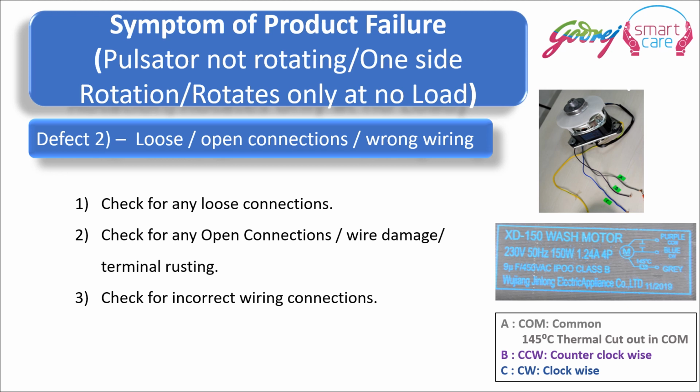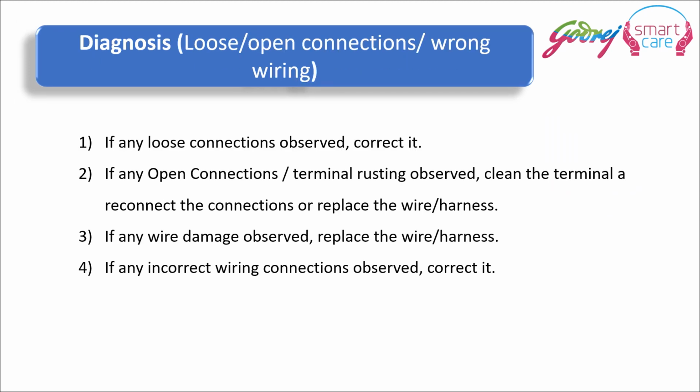Then for loose connections, we have to check for any loose or open connection, wire damage, or terminal rusting. Check for incorrect wiring connections. If any loose connections are observed, we have to correct them. If any open connections or terminal rusting are observed, we have to clean the terminals and reconnect the connections, and replace the wires and harness. If any wire damage is observed, we have to replace the wire harness. If any incorrect wiring connections are observed, we have to correct them.